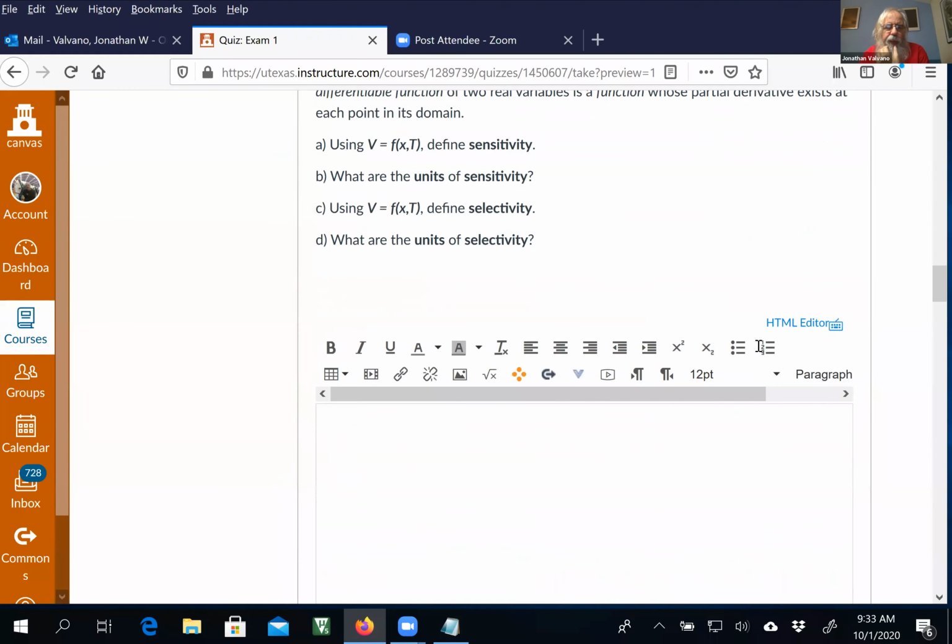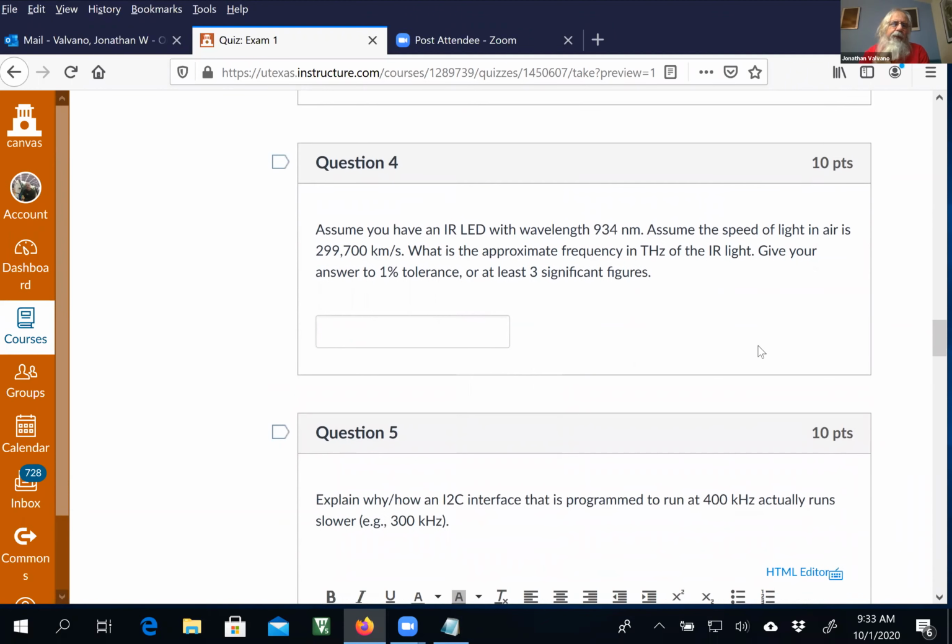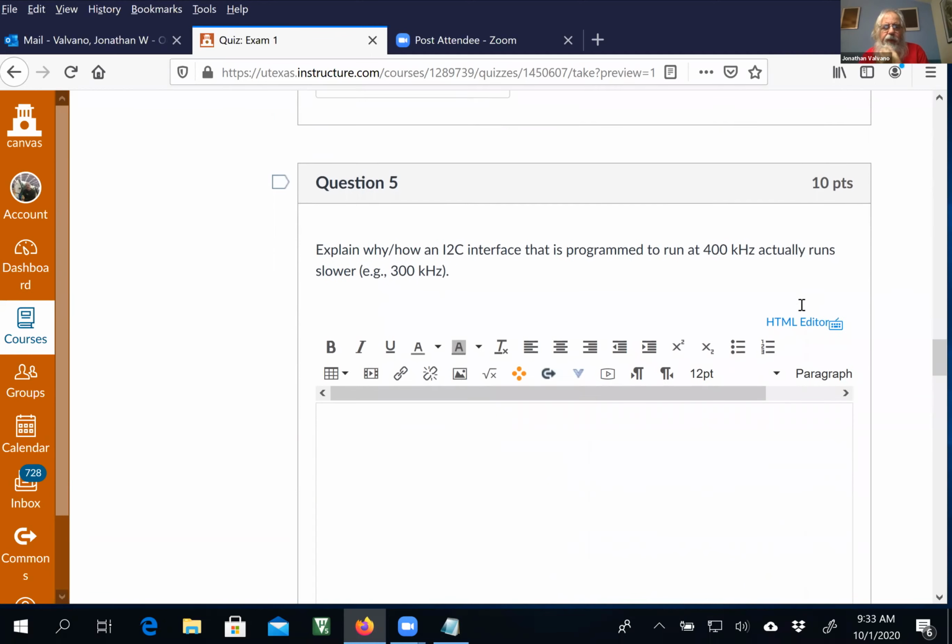This one you got right, that one you got right. This one, yeah, this is probably inappropriate for a grad class to give a number like this where you can't get any points if you mess up the units. The way I did this one was to look up an example IR. There was, whatever, 940 nanometers in the lectures, and that was like 317. Yeah, you all got this right.